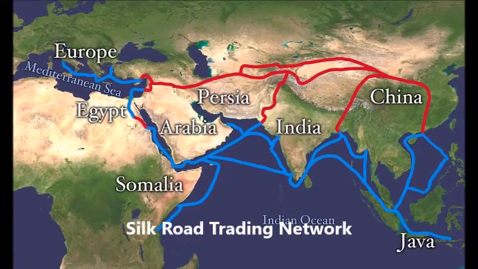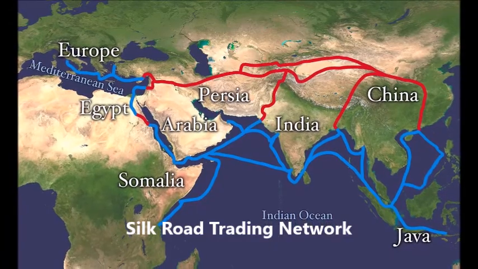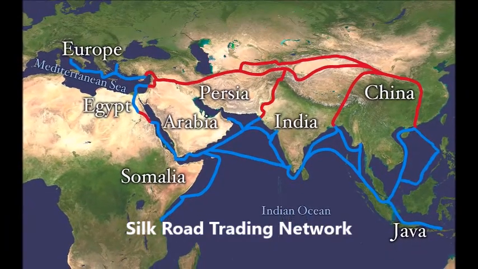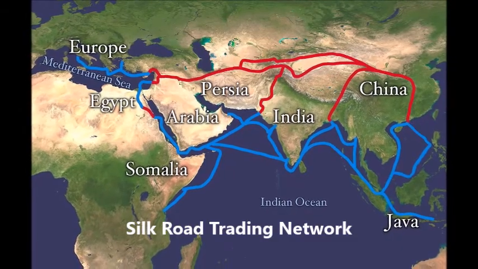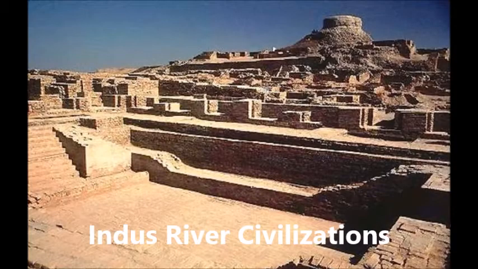The central portion of South Asia was part of the Asian land route, or the overland route, called the Silk Road. The earliest civilizations to emerge in South Asia include the Indus River Civilization, which is believed to have developed around 2600 BCE. The Indus River flows through what is now modern-day Pakistan.